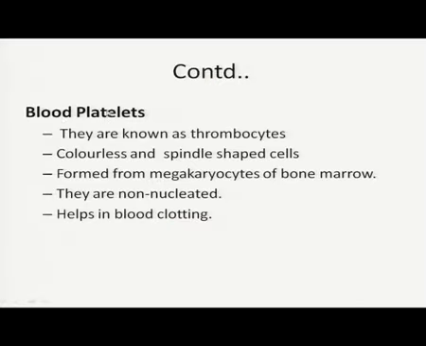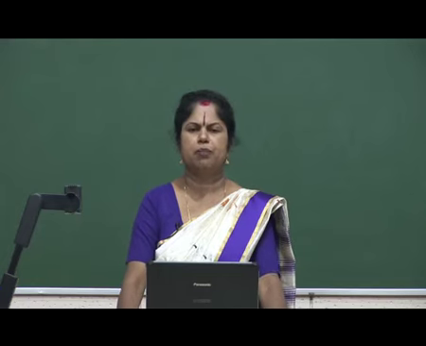Now, coming to the third type of cell, the blood platelets. They are known as thrombocytes. They are colorless, without any hemoglobin. They are spindle shaped cells, and these thrombocytes, or blood platelets, are formed from a large sized cell present in the bone marrow, and that large sized parental cell of the blood platelet is known as megakaryocyte. You know, mega means large. It possesses a large nucleus. So, this is a large cell present in the bone marrow.